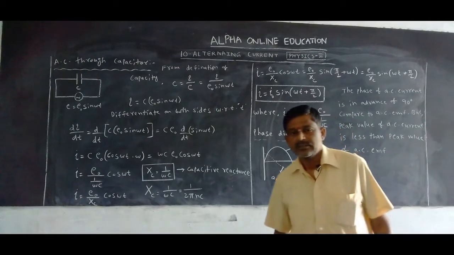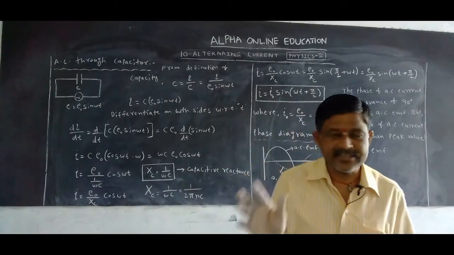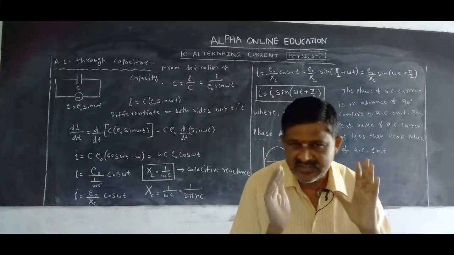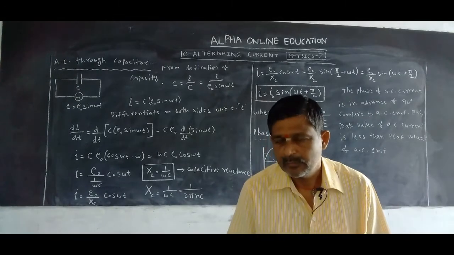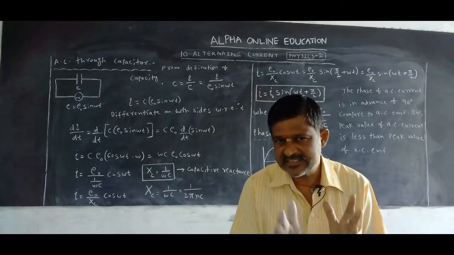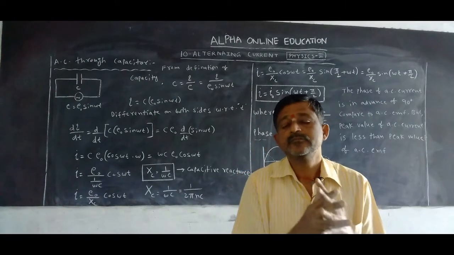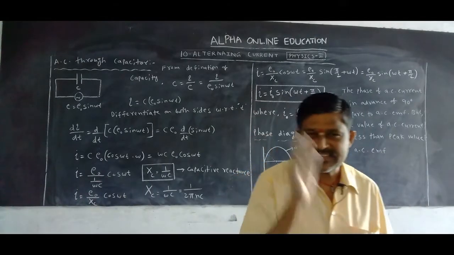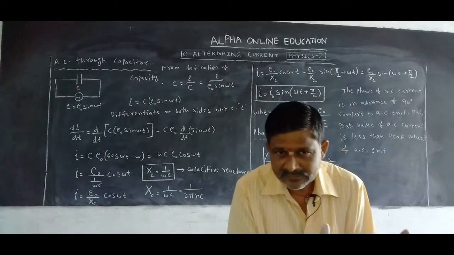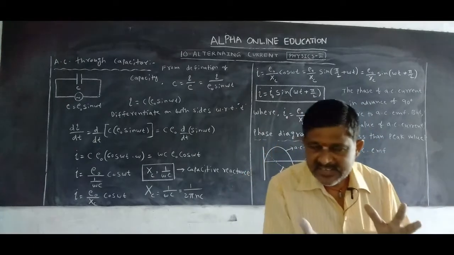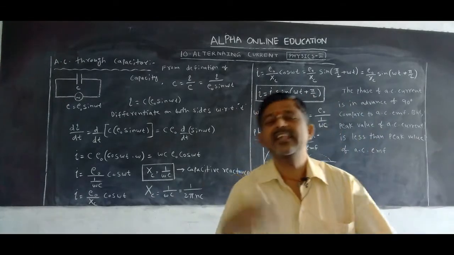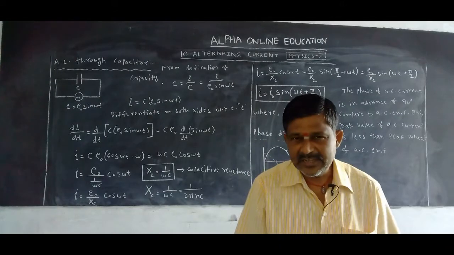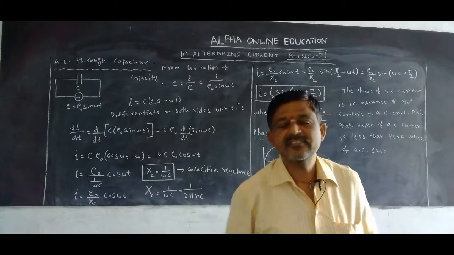Now, when the generator is connected to the resistor, the phase of AC EMF and the phase of AC current is 0. Both lie in the same phase. But when the generator is connected to the inductor, the current phase is behind 90 degrees to the AC EMF. For inductor, current is behind. For capacitor, the current is in advance of 90 degrees. Inductor, current is behind 90 degrees. Capacitor, current is in advance of 90 degrees.